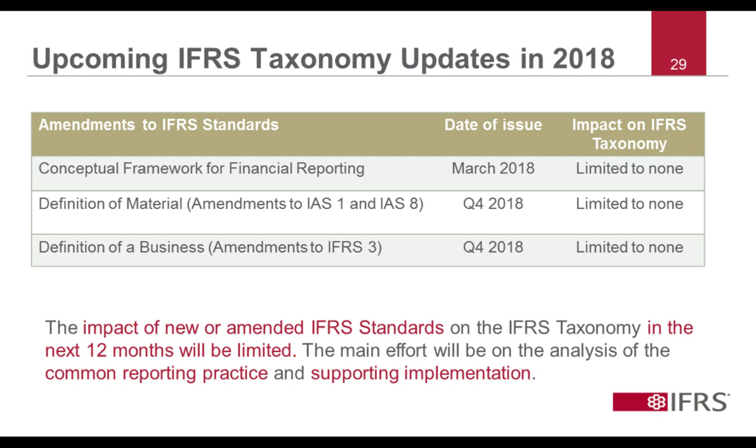of issue for 2018. So conceptual framework in March, definition of material, amendments to IAS 1 and IAS 8, expected Q4 of this year, and definition of a business, amendments to IFRS 3, expected Q4 of this year. However, we expect no significant changes to the IFRS taxonomy to be resulting from these standard-setting activities in 2018. This is because most of the expected final documents on the board's current work plan are thought to have little or no impact on the taxonomy.